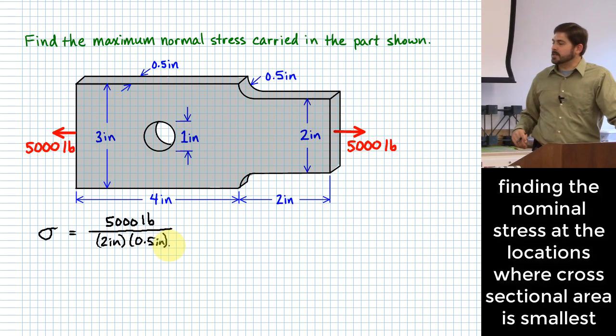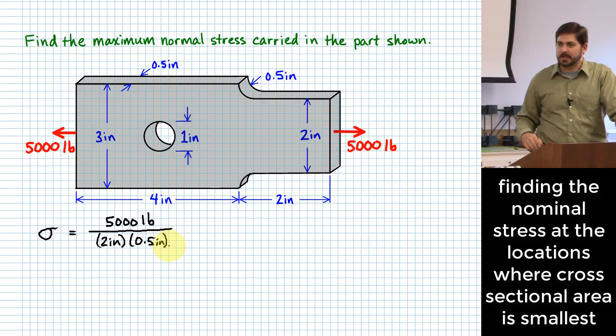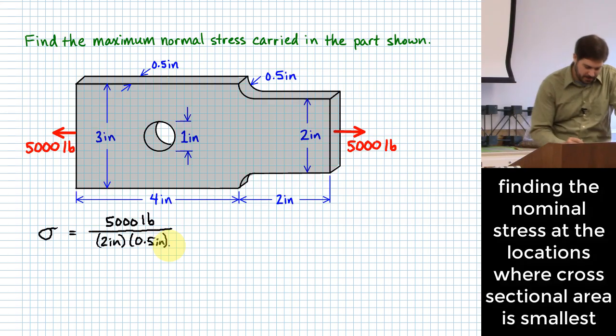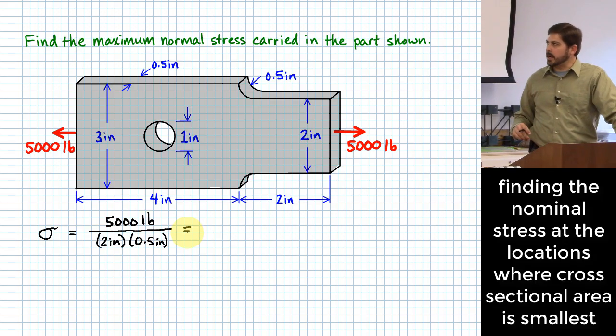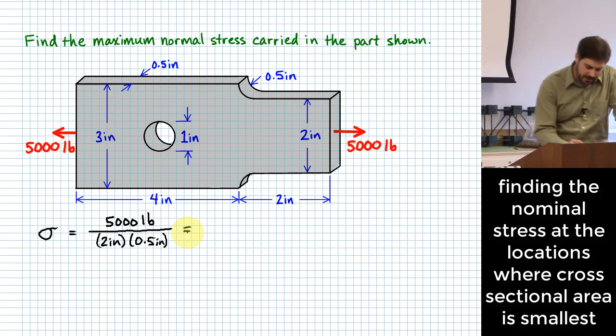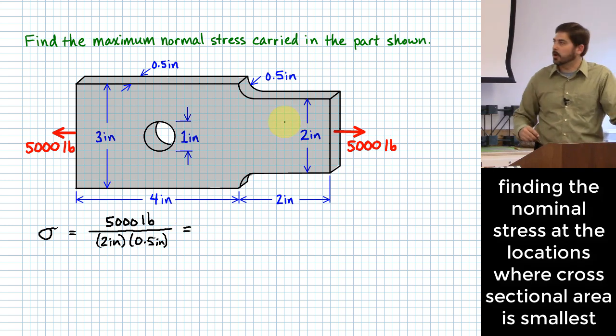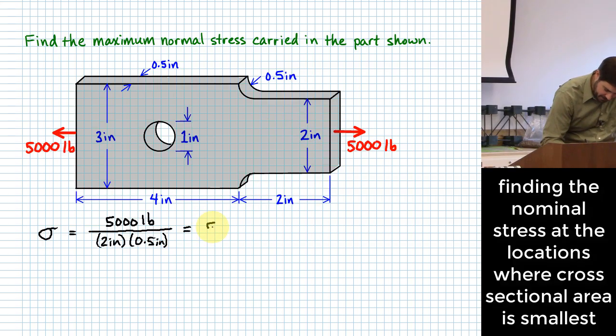Okay, and this makes the math work out really nice, so we can mostly talk about the idea, right? So what does this end up predicting as far as the stress that's going to be felt over there in that front tip of this part? Okay, 5,000 pounds per square inch.